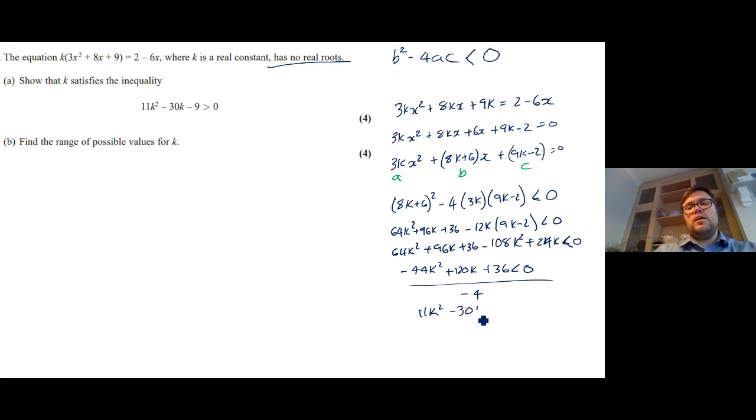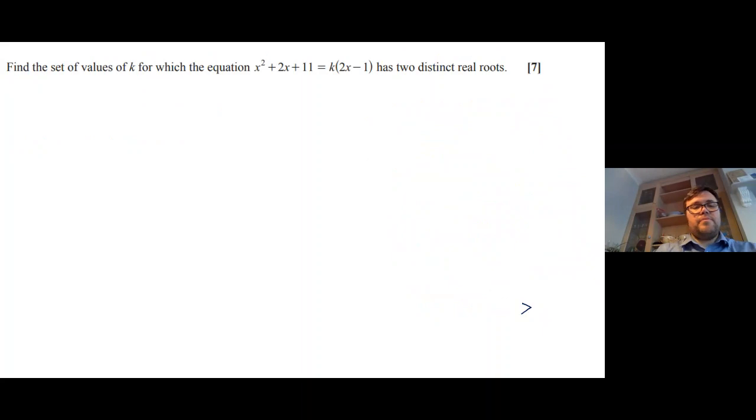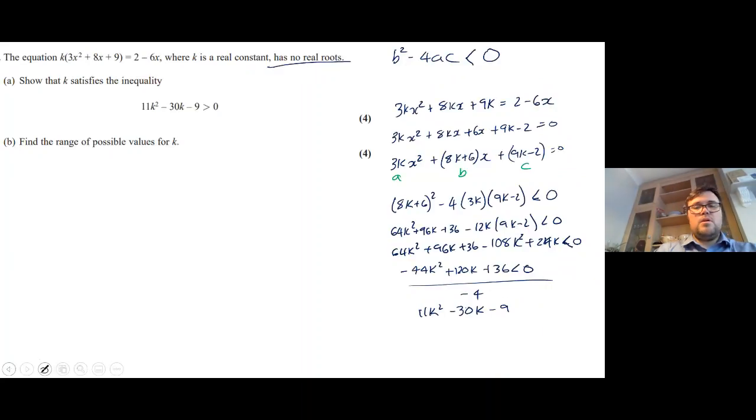So then it is k squared minus 3k minus 9, which is greater than 0. If you think about it, look at the top there, it shows that the inequality is satisfied.